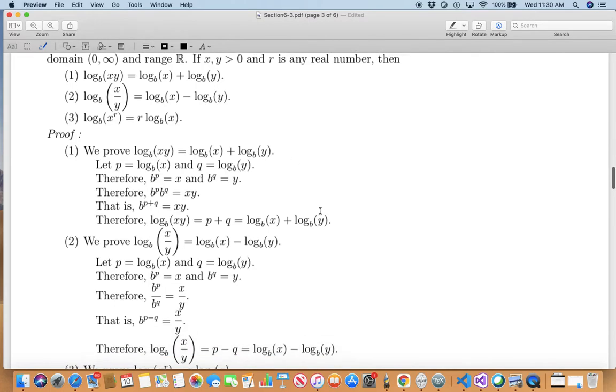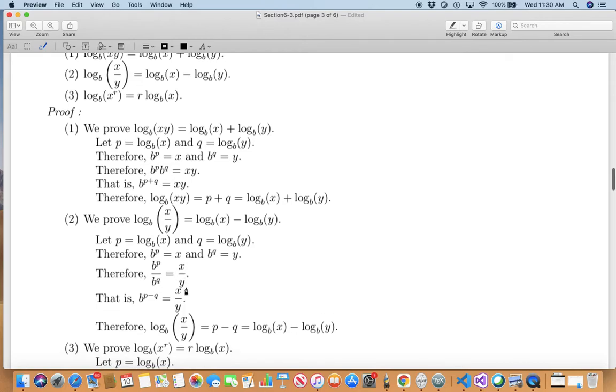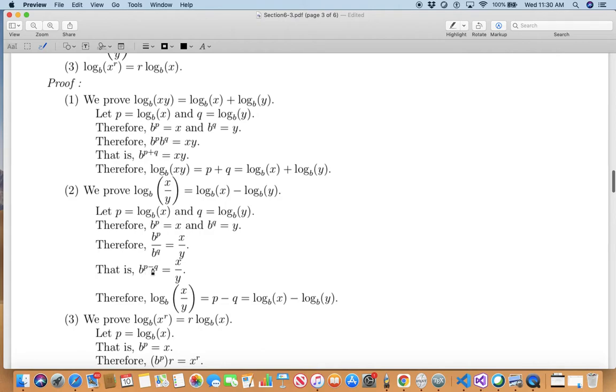Okay. Similarly, we'll prove the next one for the quotient. Let P be log base b of the numerator, Q be log base b of the denominator. This means b to the power P is x. This means b to the power Q is y. So when I take the quotient, b to the power P over b to the power Q is x over y. This means b to the power P minus Q is x over y.